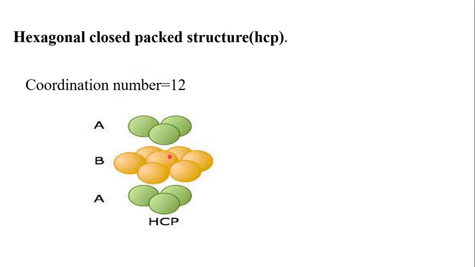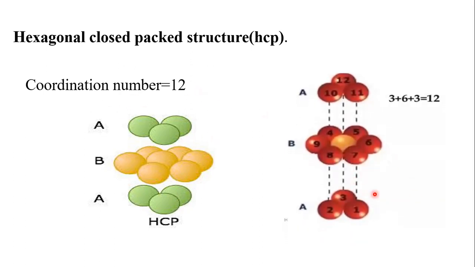So this middle sphere is in contact with these 6 spheres, 1, 2, 3, 4, 5 and 6, and 3 spheres from the layer above and 3 spheres from the layer below. So 3 plus 6 plus 3, that is nothing but 12. So the coordination number is 12, like this. Suppose this is the A layer, then this one is the B layer and this one is again the A layer, because the arrangement is the same.